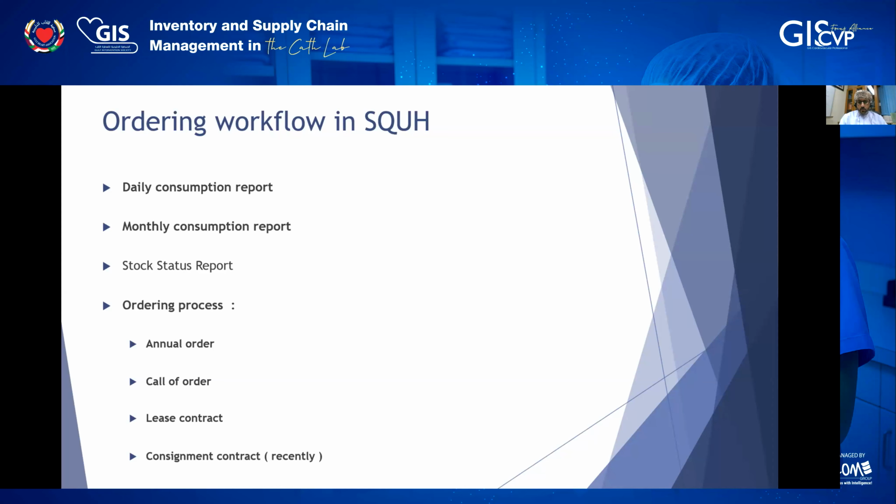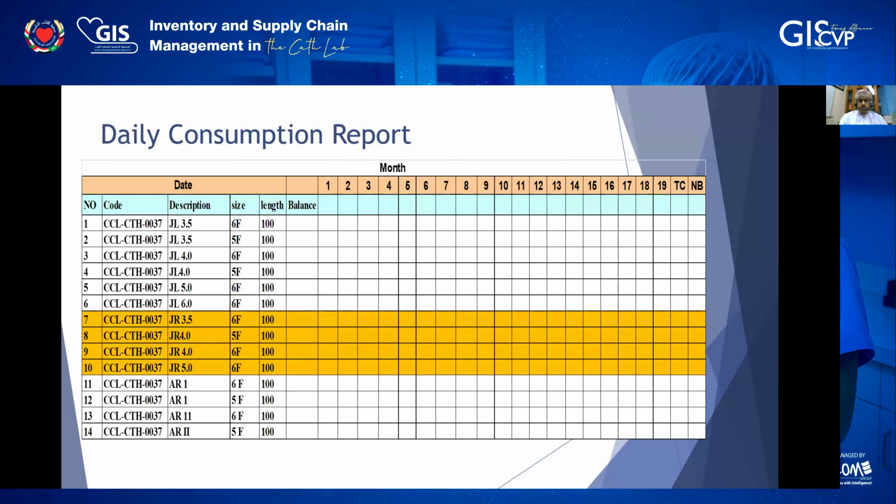We have a lease contract, which we use to order the medical equipment against the consumables. And recently, we started our consignment contract for structural items. And soon, inshallah, we'll issue a consignment contract for stents and balloons as well. In these slides, I will show you our daily consumption report and how it works. I have taken an example for the diagnostic catheters here.